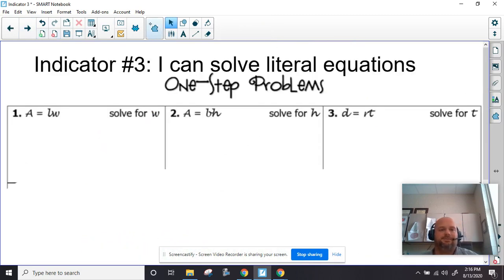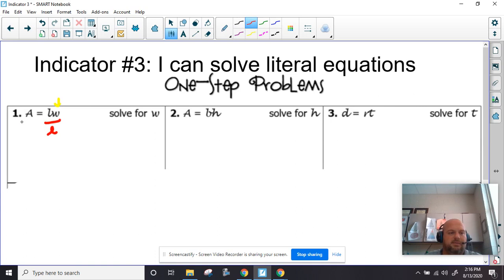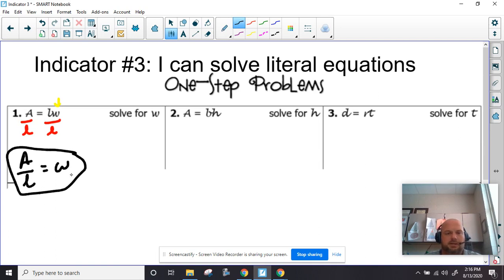All right. Let's dig in. So on this one, we're solving for w. A equals L times W. That's length times width. So we want this by itself. Well, we have to do the opposite, divide by L. So we end up with A over L equals W. Ta-da!